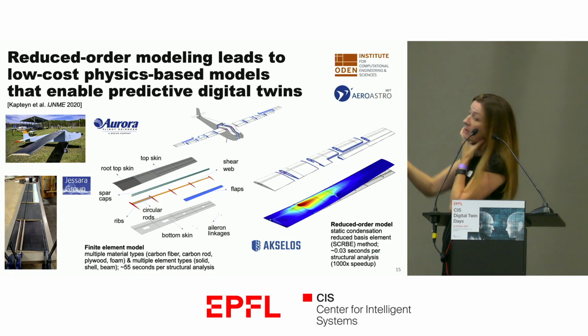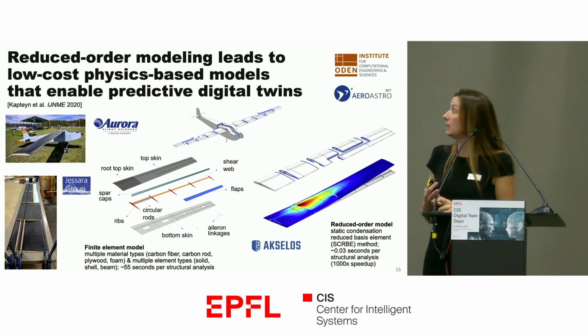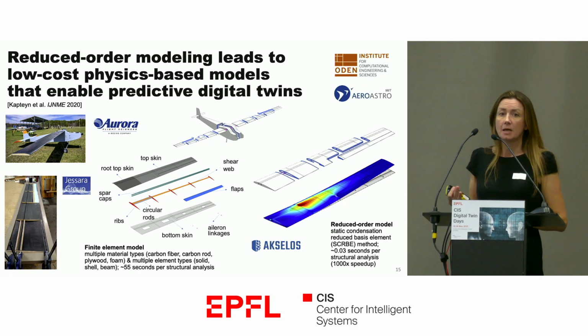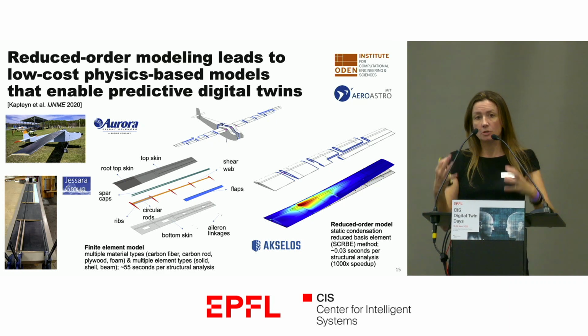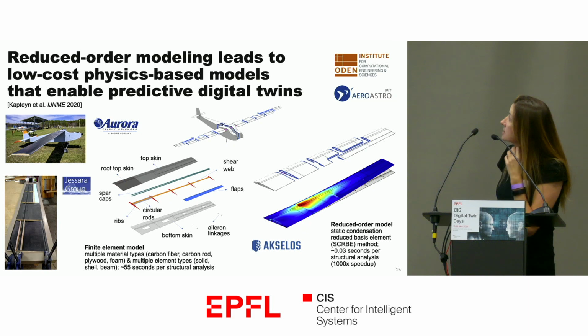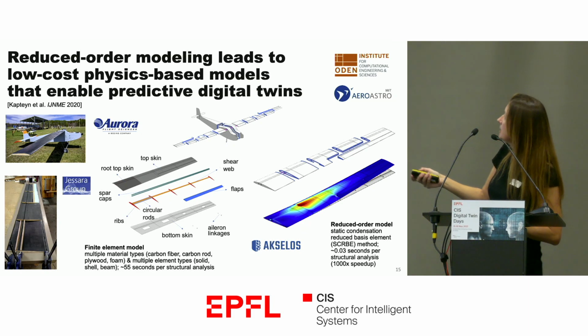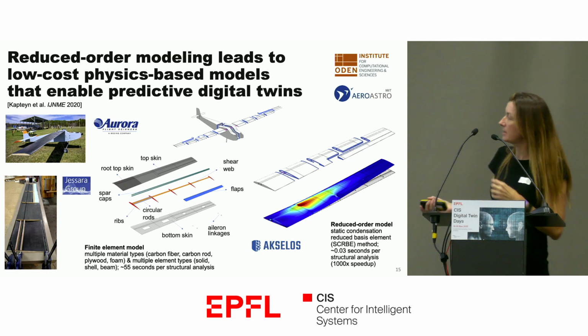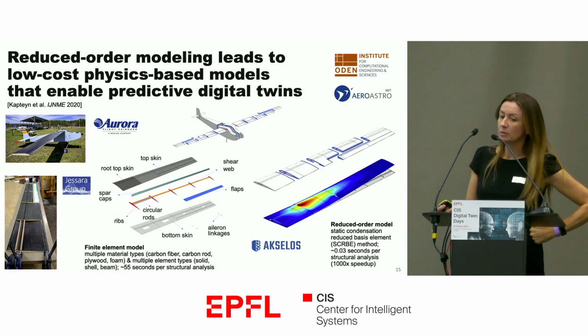As I already said, I really see reduced order modeling as a key enabler for predictive digital twins. We have to get the physics into the digital twins if we want to be predictive. Reduced order modeling is a way to do that at low cost. You'll see this again when I come to talk about our application, but just to highlight, this is the area that we've been working together with Axelos to build reduced order models of a structural model of an unmanned aerial vehicle.